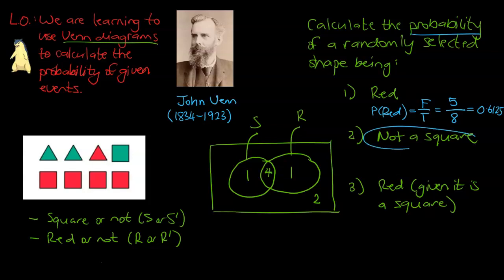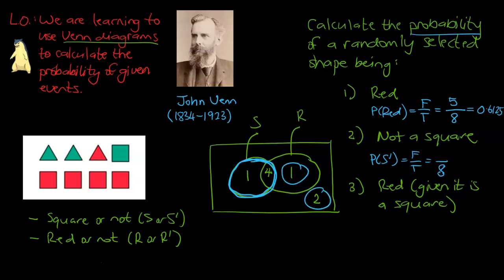We're now going to move on. The probability of something that isn't a square. So probability of not a square, so S dash, again, it's equal to F over T. We know that the total is 8 because we could have picked any of these shapes. And which ones relate to not a square? So what I'm going to do is I'm going to find the square circle. That's this blue one here. And the not squares are everything outside the circle. So it's going to be that 1, and it's also going to be that 2. So that means the probability of not a square is going to be 3 in 8.